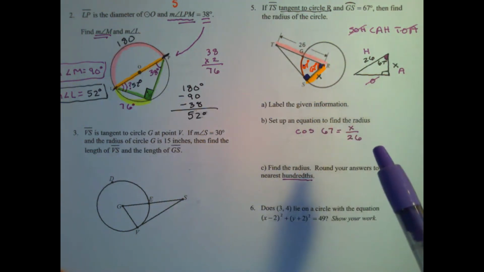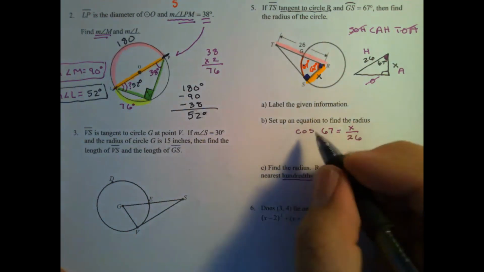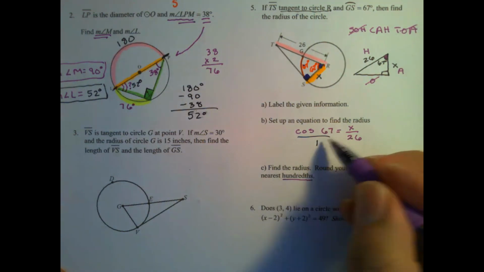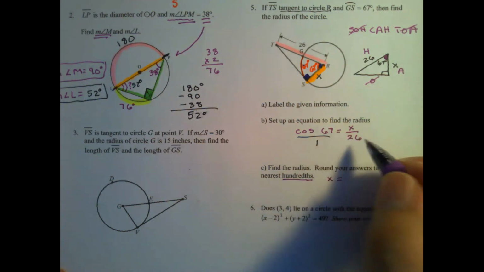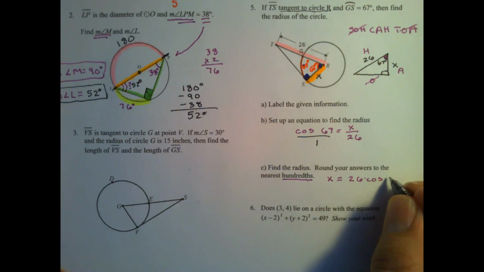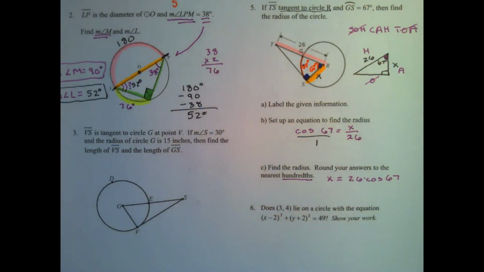So here I go. They want me to actually solve this thing. So even though I already have it here, I'll put a 100 just as a reminder. All right, here we go. 1 times x is x. This times this is 26 times cosine of 67. And if you notice, the letter X is all by itself. So I'm going to bring in my calculator here, and I'm going to type in 26 times cosine of 67.